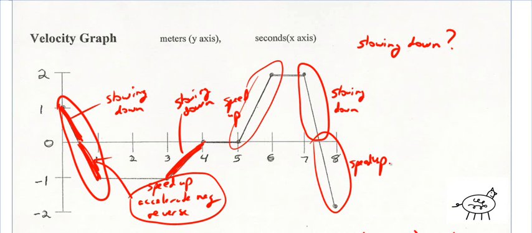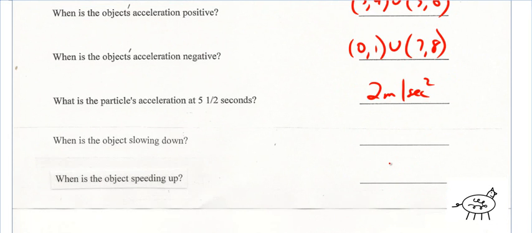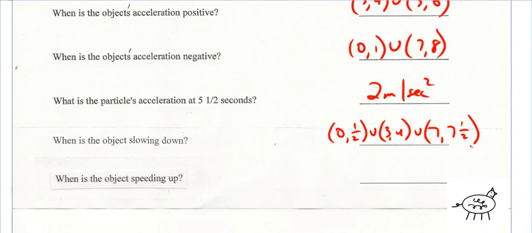Okay, so let's fill in our numbers here with all that information. When is it slowing down? It's slowing down between 0 and 1/2, union 3 and 4, union 7 and 7.5. That's when I'm slowing down.